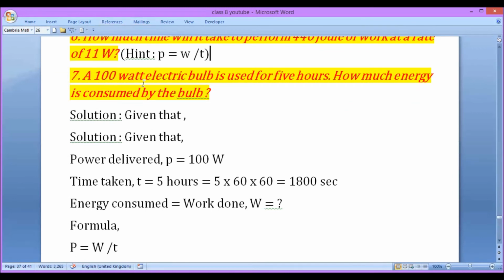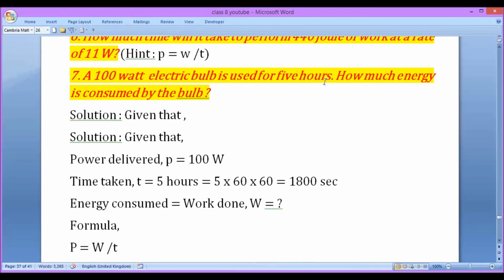A 100 watt electric bulb is used for 5 hours. How much energy is consumed by the bulb? You have to find the energy. Energy consumed, here is a little bit of logic. You have to use the logic here. Energy consumed means total work done. So energy consumed is equal to work done.